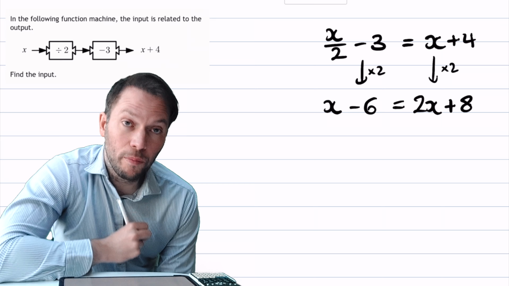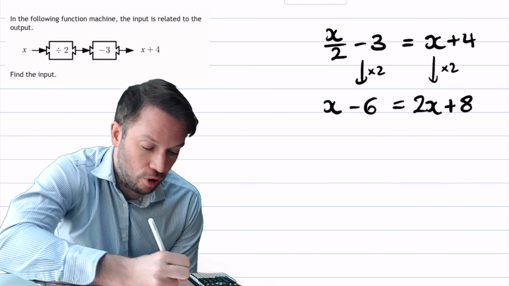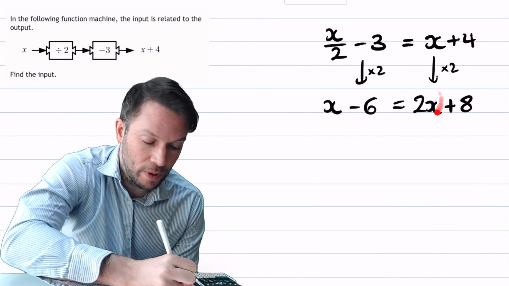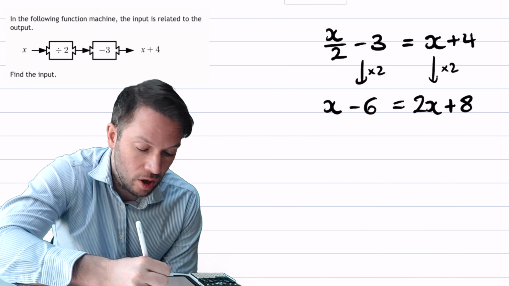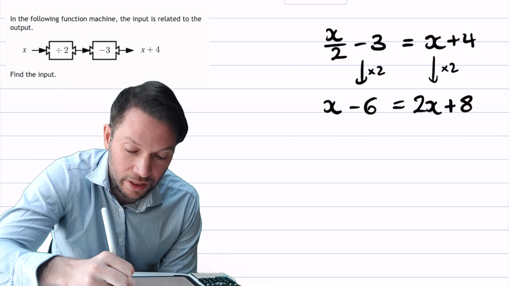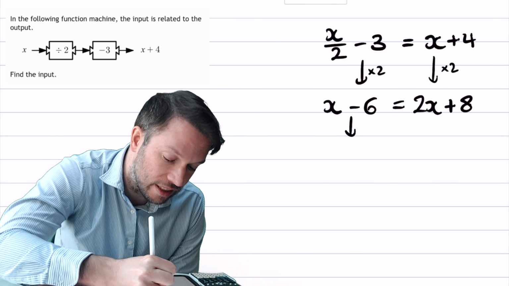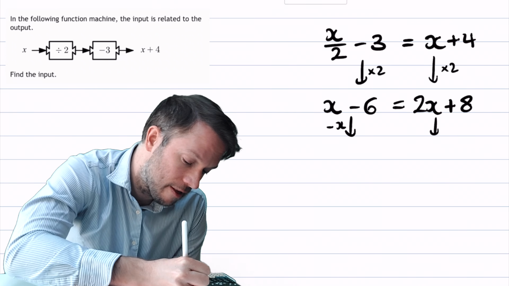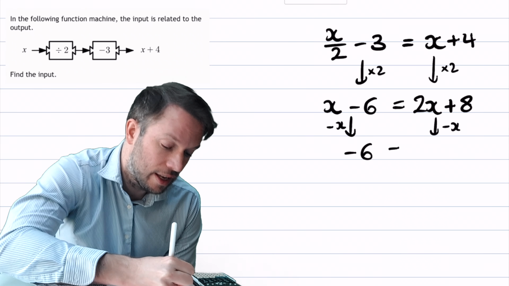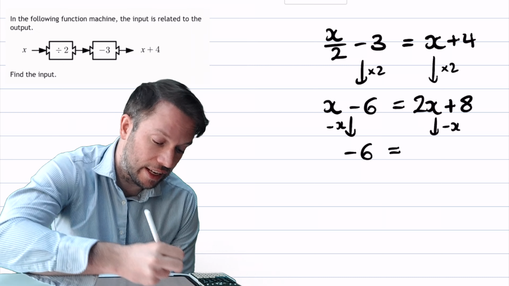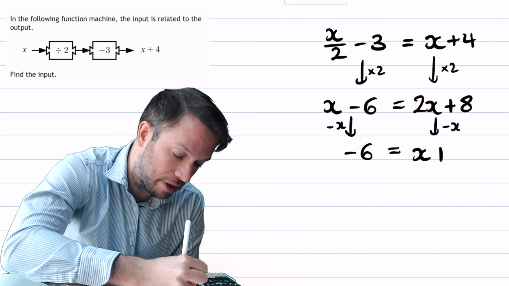Now we've got x's on both sides of the equation, but we've got more x's on the right-hand side. 2x is bigger than x. So therefore, we want to get the x's on the right-hand side of the equation. I want to get rid of this x on the left. And to do that, I can just subtract x from both sides of the equation. So if I do that, that gets rid of the x on the left, leaving just minus 6. And on the right-hand side, the 2x minus x is just x, and I've still got that plus 8.